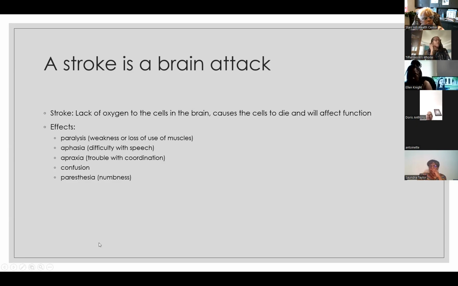Apraxia is another area of the brain that is affected. You will develop trouble with coordination. So you're not able to walk well, or you might have jerky movements, or you can still use your arm, but you can't do it to accomplish certain tasks. So that would be if a different area of the brain was affected. Confusion or altered orientation is also a result of a stroke. And then patients can have paresthesia, which is numbness or loss of feeling. Next slide.